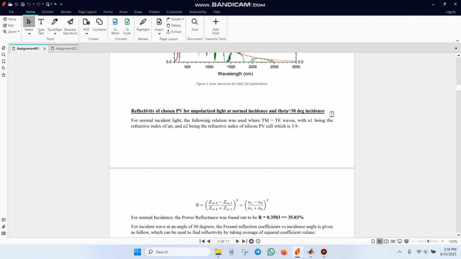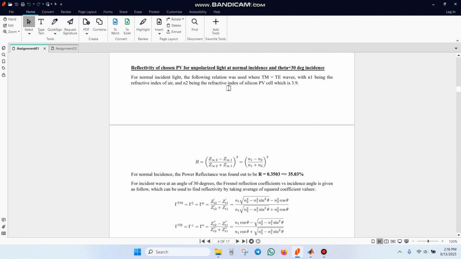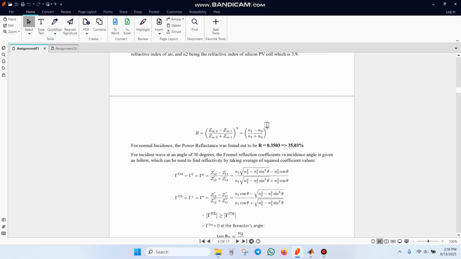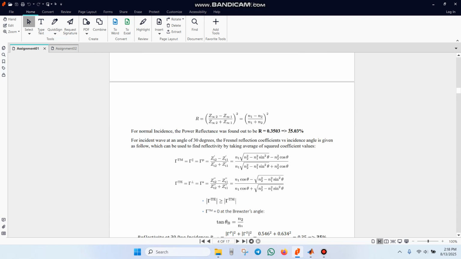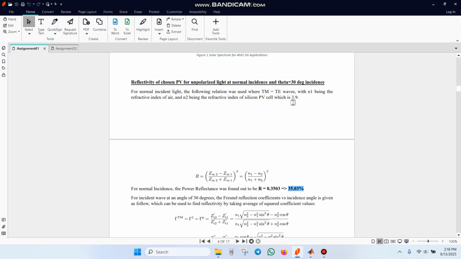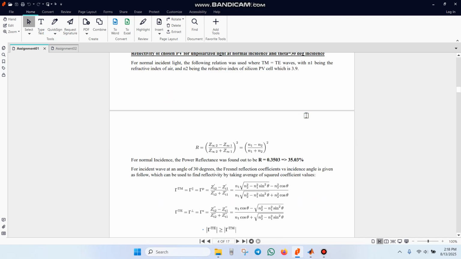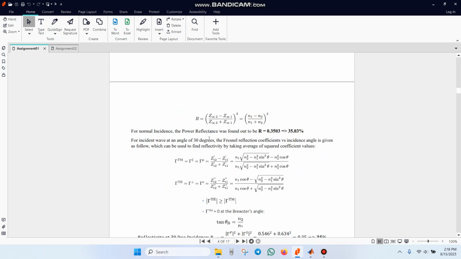Moving on, the first analysis is done without any ARC, for normal incidence as well as theta equals 30-degree incidence on a photovoltaic cell or plate. Using simple analysis, we find the reflectivity to be around 35% for silicon, having a refractive index of 3.9, and air having a refractive index of 1. For normal incidence, we can use the formula that you are seeing on the screen, and the reflectivity turned out to be 35%.